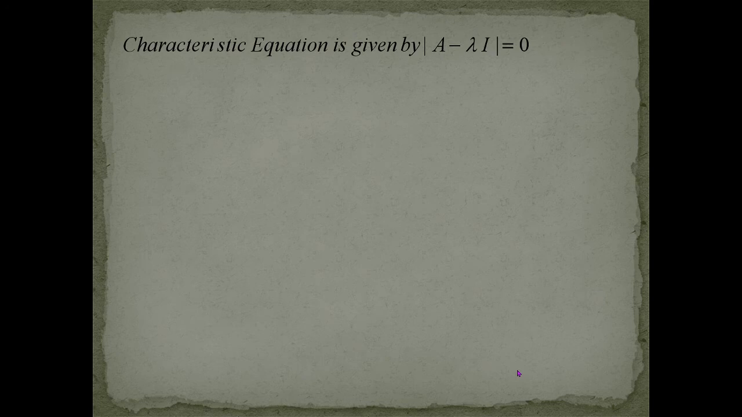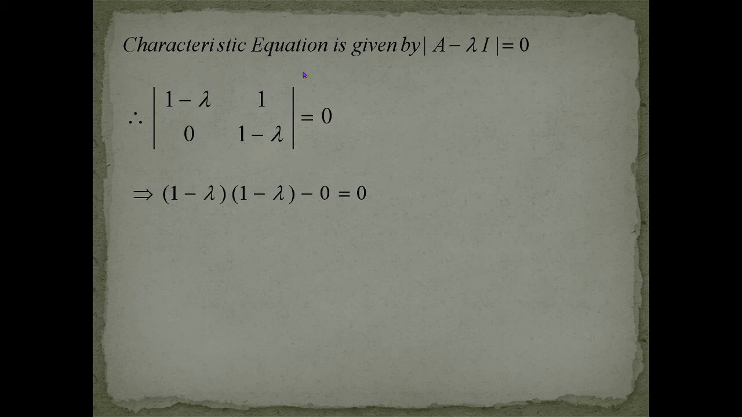The next step is to find the eigenvalues, and eigenvalues are given by the characteristic equation. The characteristic equation is given by determinant of A minus lambda I equal to 0. Subtracting lambda from the diagonal elements, with the rest of the elements as they are, take the determinant. Solving this, cross multiply: (1 minus lambda)(1 minus lambda) minus 0 equal to 0. So we get (1 minus lambda)(1 minus lambda) equal to 0. What values are we getting? 1 minus lambda equal to 0, 1 minus lambda equal to 0.